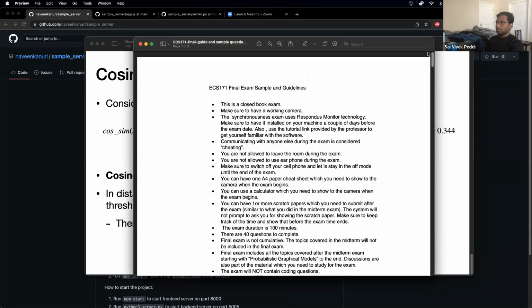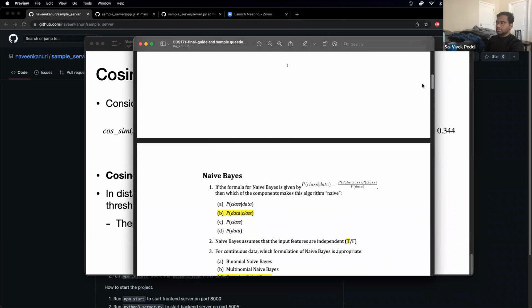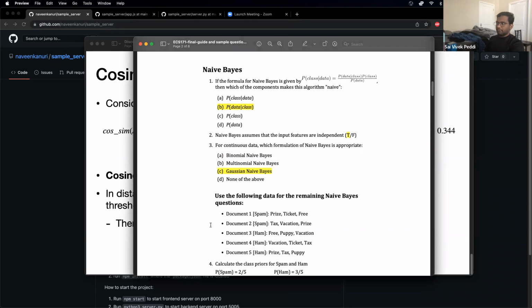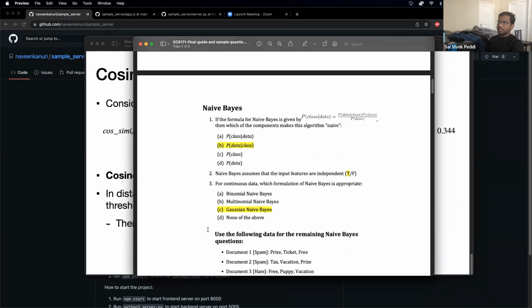So let's look at some questions. From the midterm we have covered things like naive Bayes, unsupervised learning, and k-means clustering. In unsupervised learning, we have k-means clustering. We also covered support vector machines and decision trees, right? So this study guide for finals consists of all those questions. We will go through some of the sample questions that will be very helpful for you for the finals.